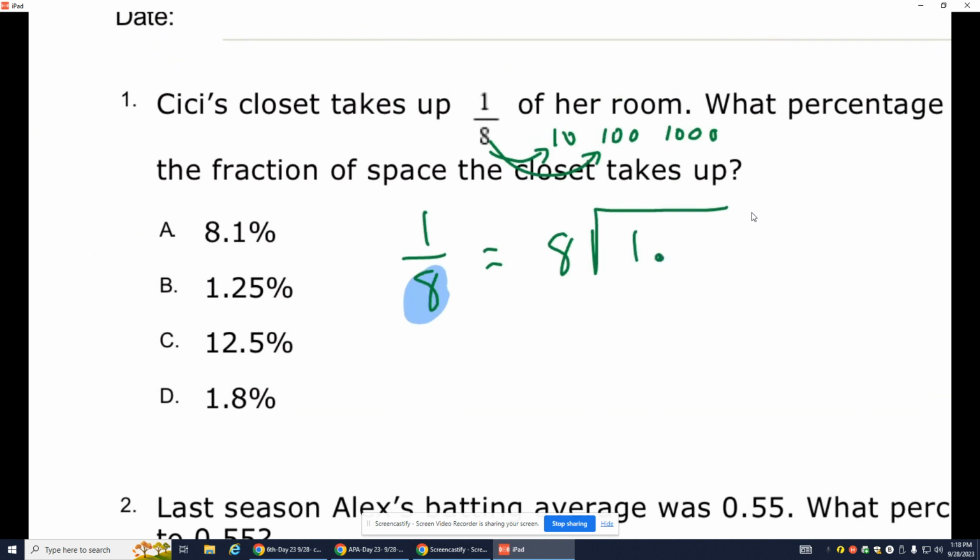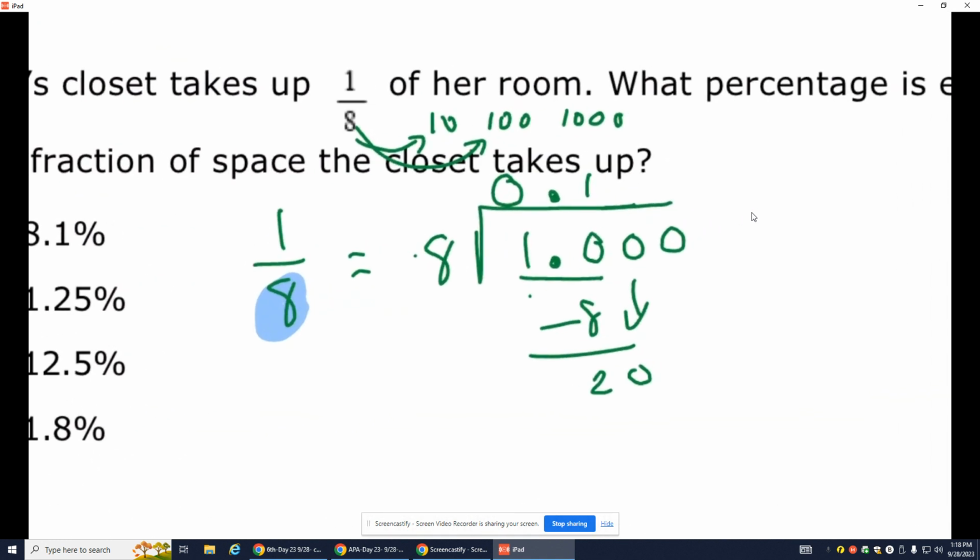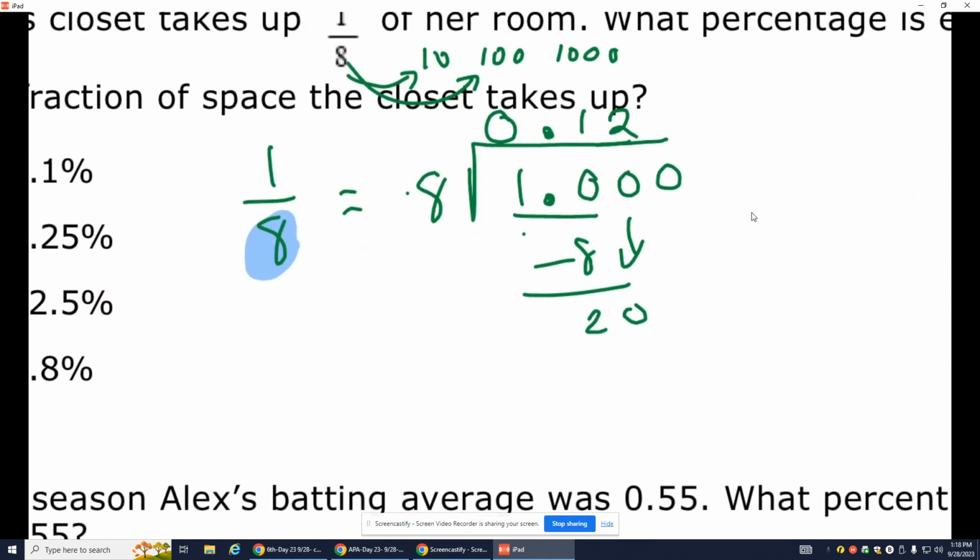Whenever I'm doing this kind of division, I always add my decimal in my quotient, and I add some extra zeros just in case I might need them. 8 goes into 1, 0 times. Now I'm going into 10. 8 goes into 10, 1 time. Remainder of 2, and down the 0. So now I've got to go into 20, because I brought down the 0. 8 goes into 20, that would be 2 times. That would be 16. Remainder of 4, bring down that 0, continue my division.